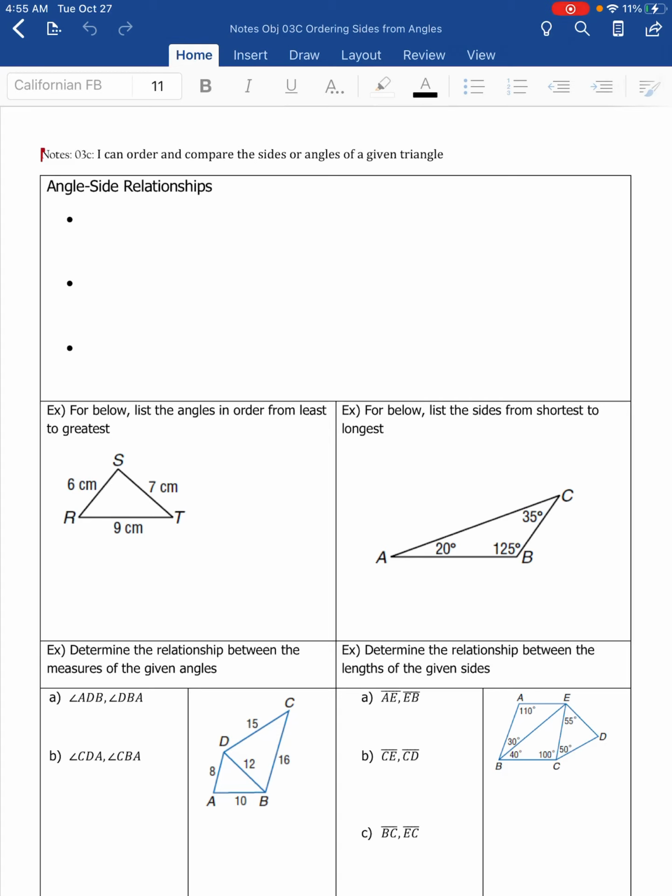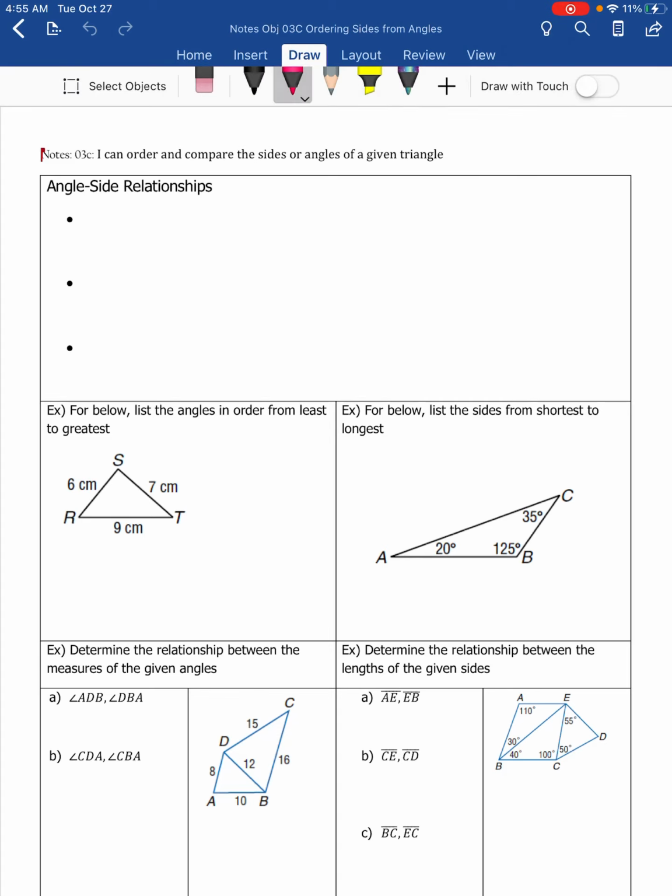So we're going to talk about side and angle relationships in triangles. We're going to start with actually kind of doing the example. So for below, list the angles in order from least to greatest. Before I talk about this, one of the things I want to make sure you understand is the concept of an opposite side. And it's basically the side that doesn't make up the angle.